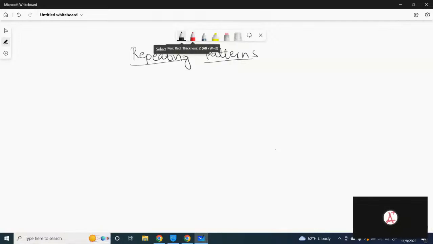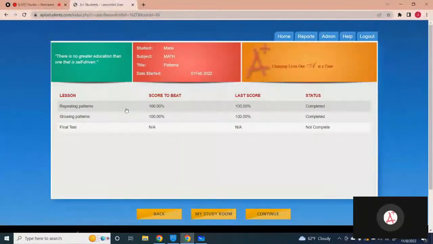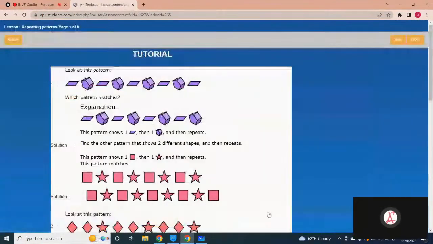Okay, so let's start with examples. The first example is, first we're going to see what are the repeating patterns. Got it? So let's start with the first example. Here we are on chapter 4, patterns, and here is the topic repeating patterns. So let's see what is the repeating patterns.